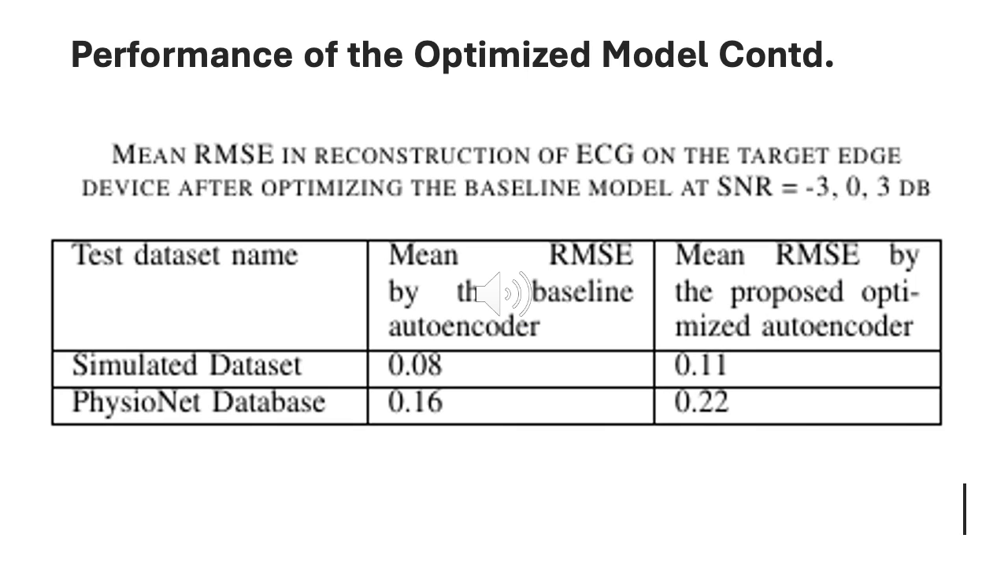This table shows the mean root mean square error in reconstruction of ECG on the target edge device after optimizing the baseline model at various SNR levels. It can be seen that there is no significant impact on the autoencoder performance after optimization in overall root mean square error compared to the baseline autoencoder. However, the optimized model is almost 10 times smaller compared to the baseline model, and it can be easily fitted to run on a low-power edge device.